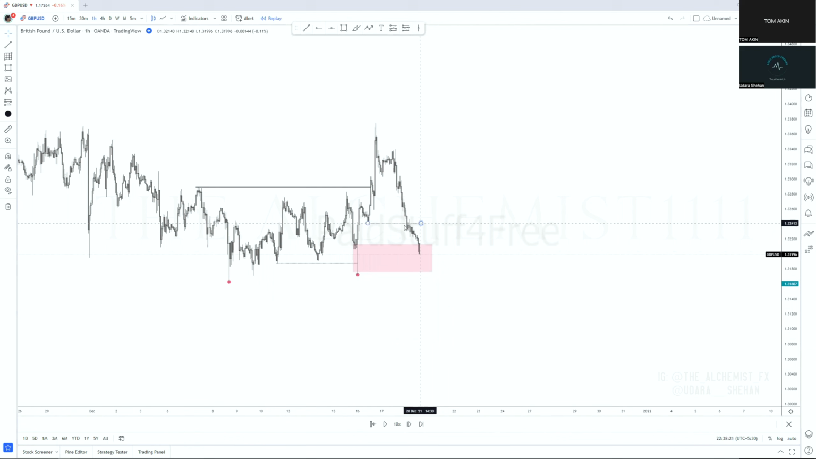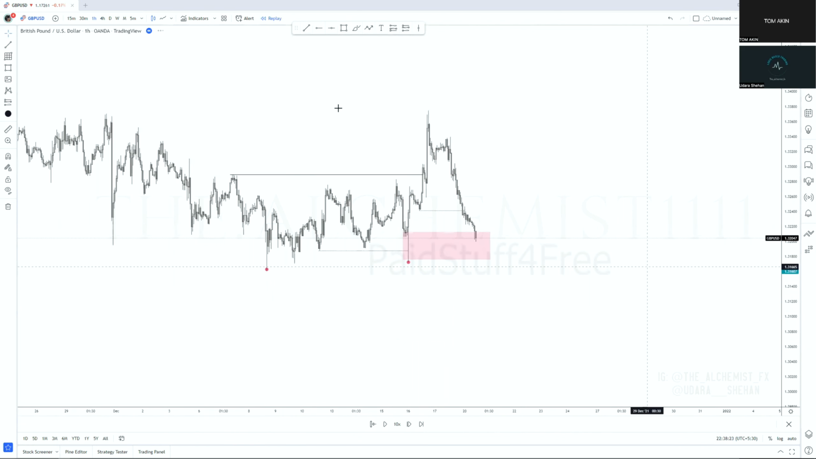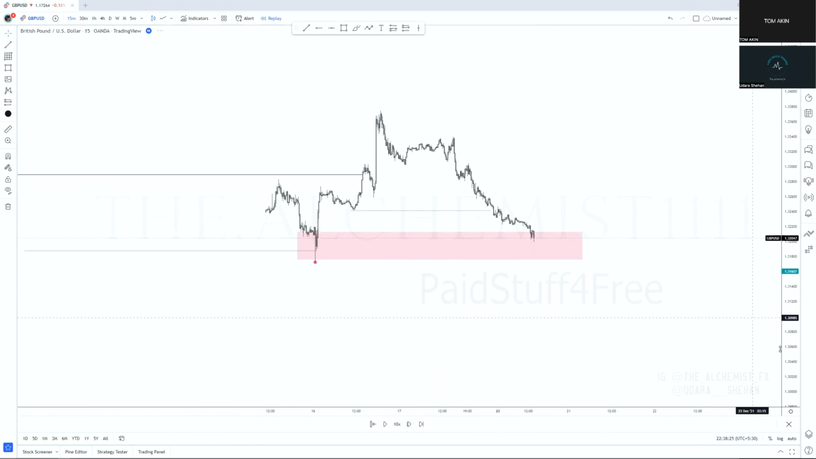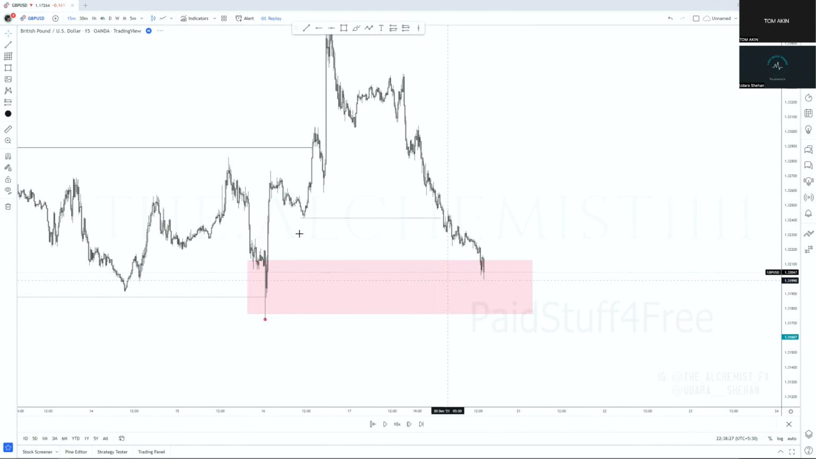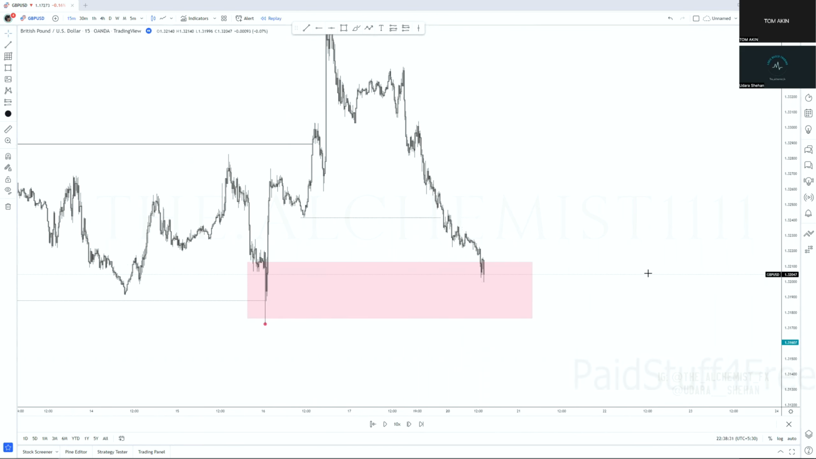Yeah, there it entered the zone of interest. Now what do we wait for? We wait for a bullish breakout, right? Why? Because we are currently, are we going to take any sells inside of this zone? No, it's a buy zone. So why would you look for sells?